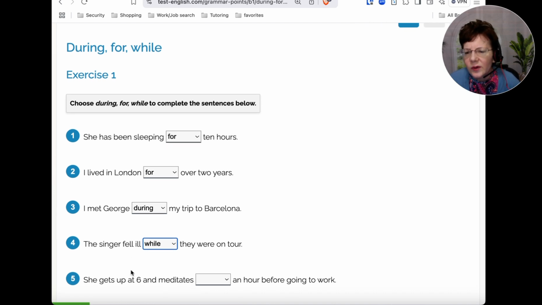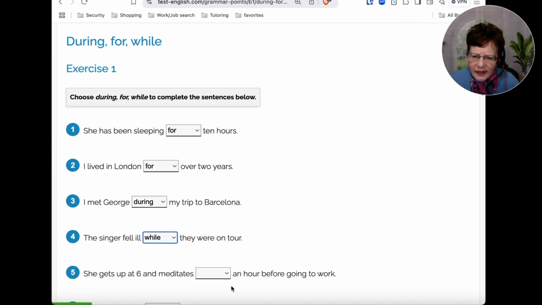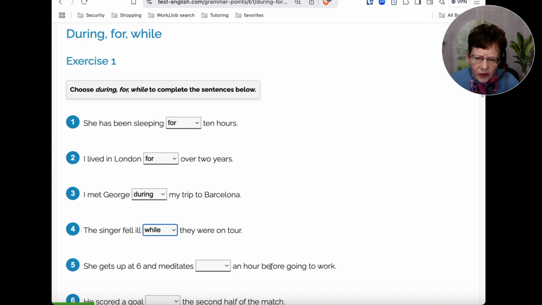Okay, let's try one more here. She gets up at 6 and meditates an hour before going to work. All right, so during, while, or for. Okay, so we have a length of time. So if you chose the last one, for, that would be correct.